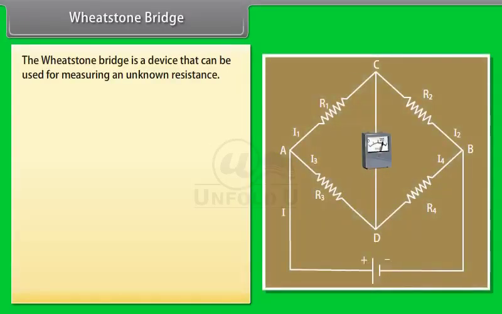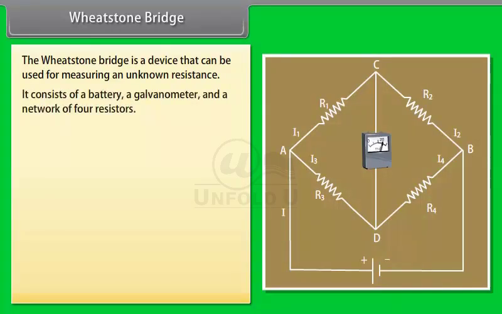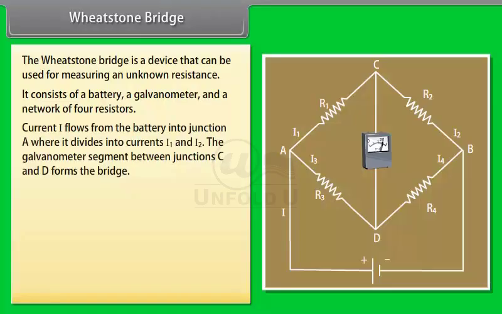Wheatstone bridge. The Wheatstone bridge is a device that can be used for measuring an unknown resistance. It consists of a battery, a galvanometer, and a network of 4 resistors. Current I flows from the battery into junction A, where it divides into currents I1 and I2.